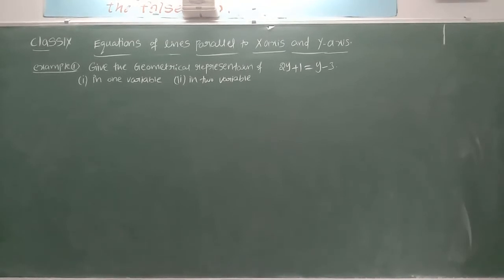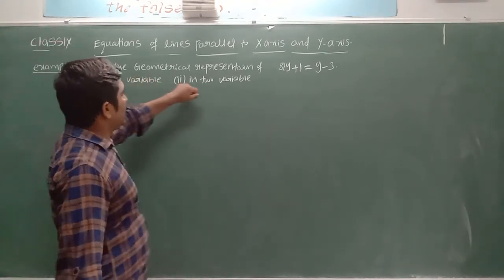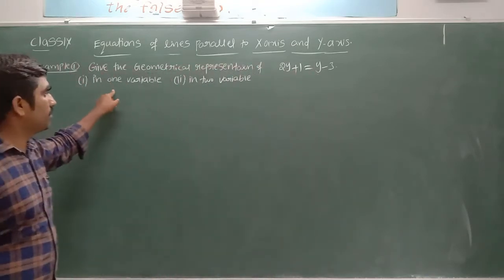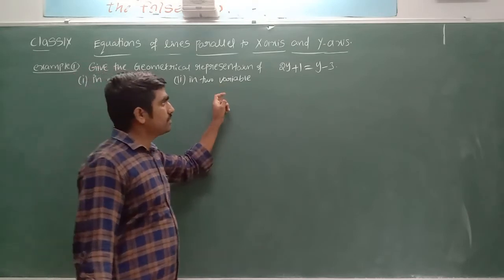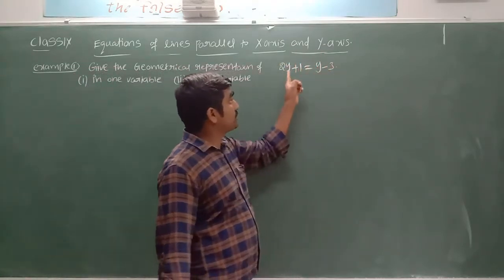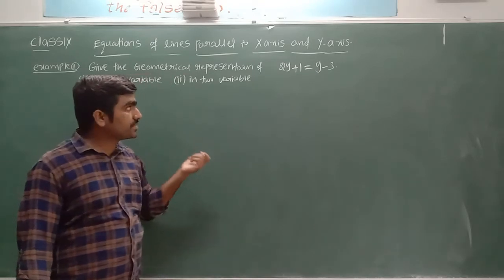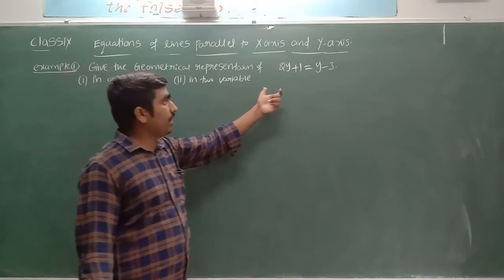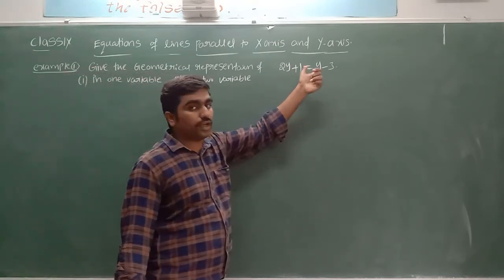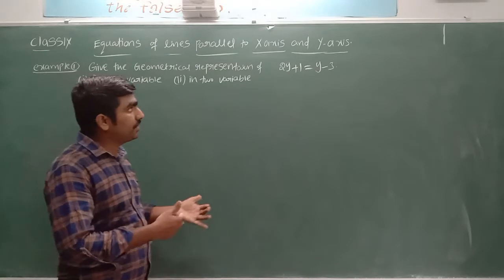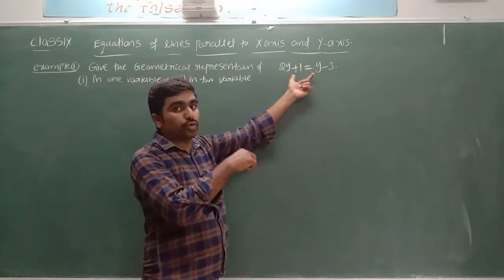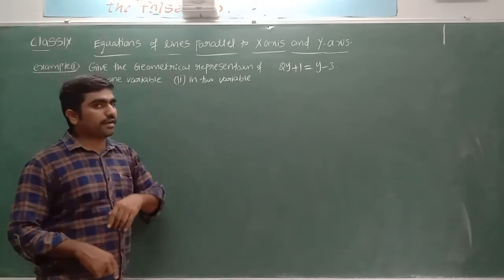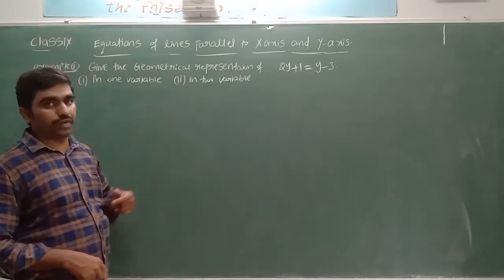Okay, now let's see one example. They are asking to give the geometrical representation of 2y plus 1 is equal to y minus 3 in one variable and in two variables. It is actually a linear equation in one variable. The solution of a linear equation in one variable we can represent on the number line. But when we treat it as a linear equation in two variables, we can represent it on the Cartesian plane.